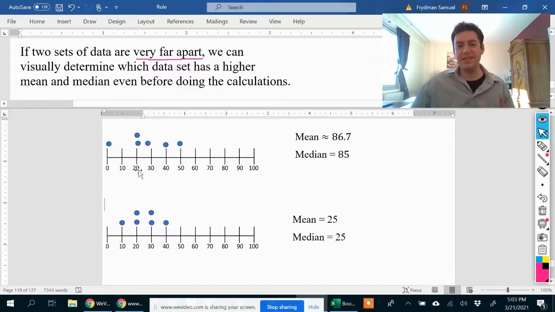Then it would not be as easy to tell just with our eyes which data set has a higher mean and median. Okay, but when they're very far apart, then we would be able to do it just by looking at it.